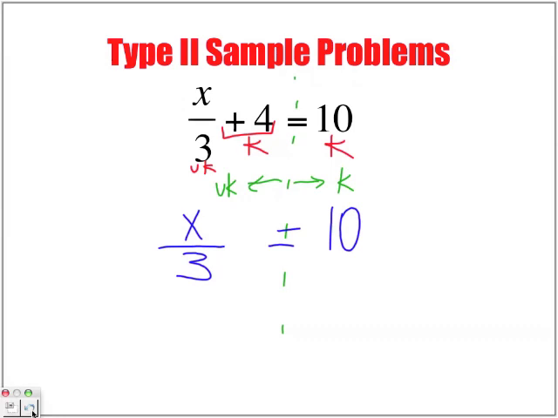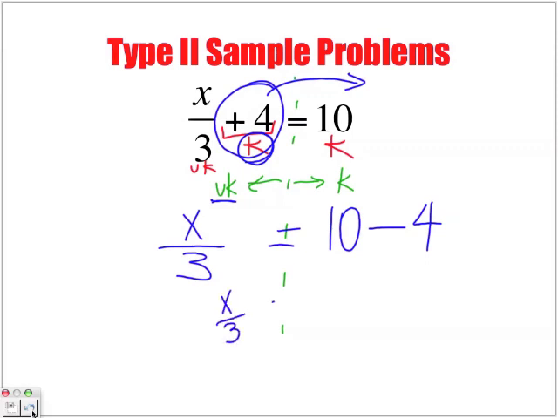Now we're going to just move what doesn't belong there. This positive 4 is on the unknown side. We want to put it on the known side, because look at how we've labeled it. We've labeled it with K. So when we move this positive 4 to the opposite side of the equal sign, it goes from being a positive 4 to a negative 4. So now we're left with x over 3 equals 10 minus 4, which is 6.